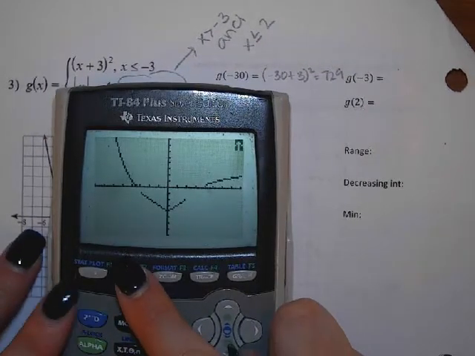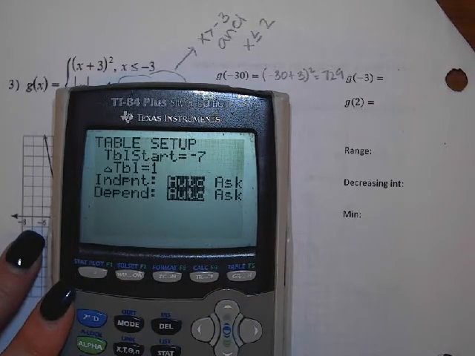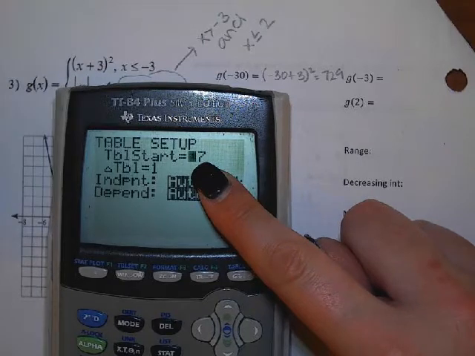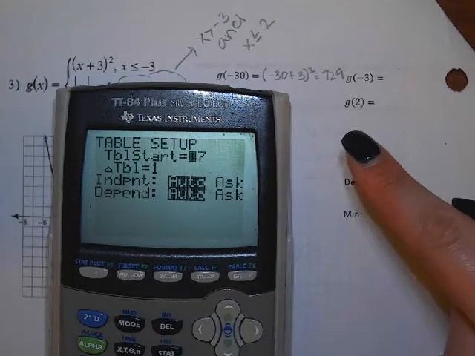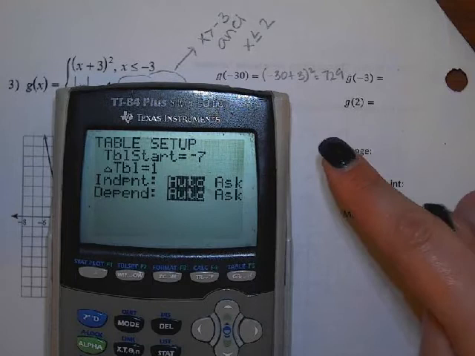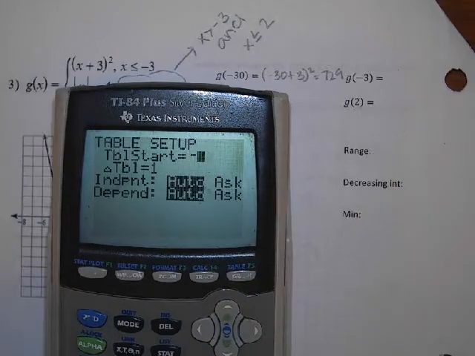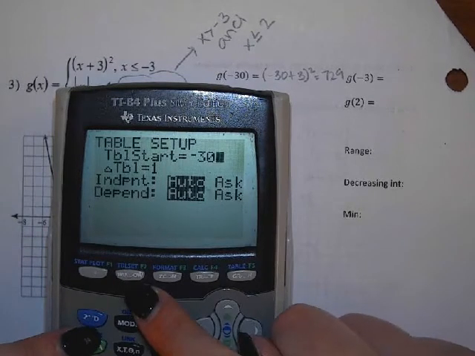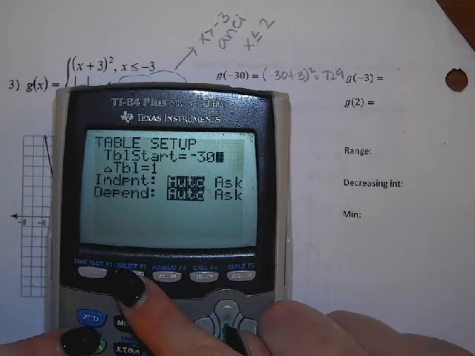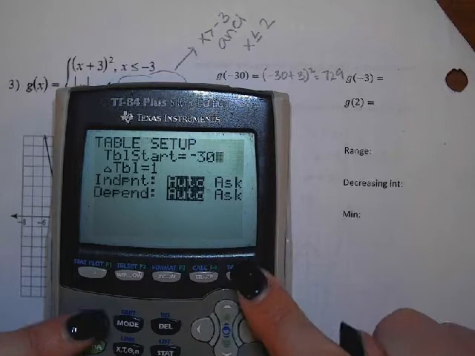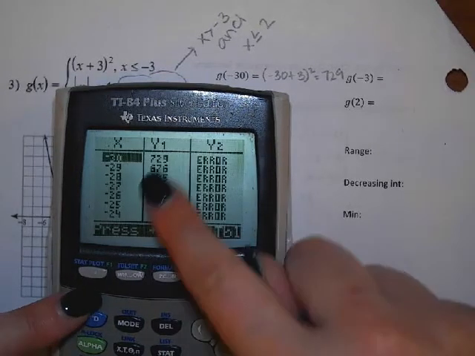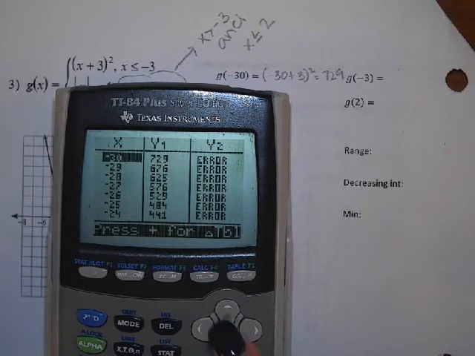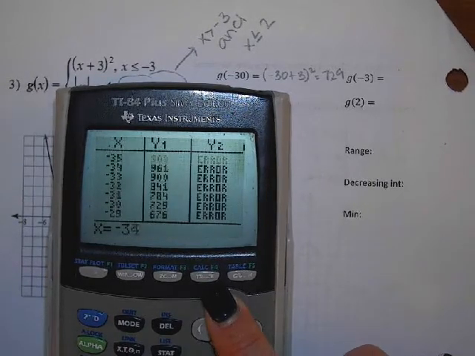Hit second window. If I want to plug in negative 30 and I don't want to go to the table and just scroll until I get to negative 30, I can hit table start and hit negative 30. I did second window. See how it says table set? Negative 30. Now if I hit second graph, aha, negative 30. Aha, 729. I got it. That way you don't just have to sit here for 20 minutes and scroll.